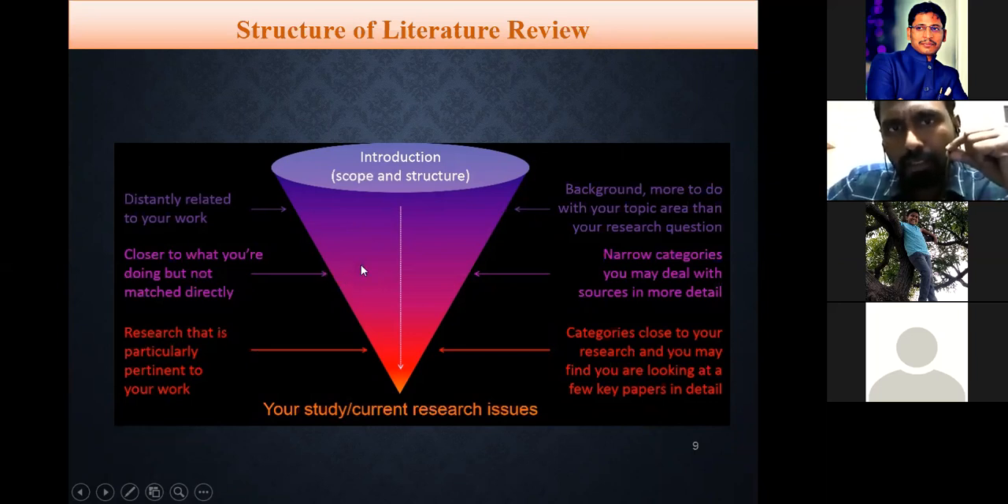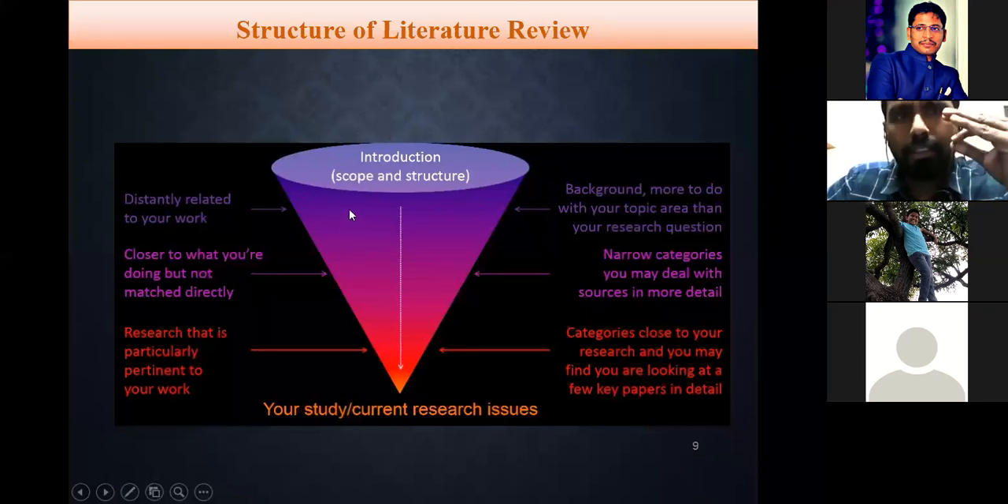This literature here, you have to filter it again and narrow it down, because these kinds of literatures are not so close or not matched directly to your research question. And in these categories, you may deal with sources in detail, which will give you more detail about your research. So this is the volume of literature collected. You have grouped it into two. This is directly attending your research question. This you can skip it out. Not skip it, it is distantly related to your work.